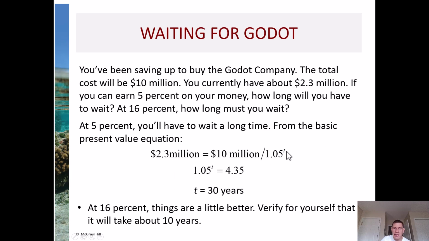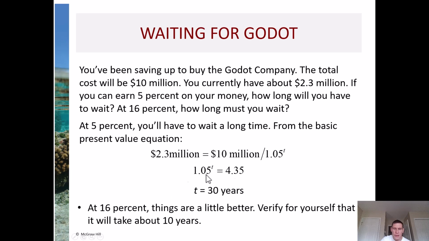Again, 1.05 is the interest rate, and t, the exponent, is what we're trying to solve for. So 1.05 to the power of t equals 4.35, and thus t must be about 30 years. Now at 16%, it gets a little better, right? Think about the higher interest rate, it's going to get there quicker. So verify for yourself that it will take about 10 years.